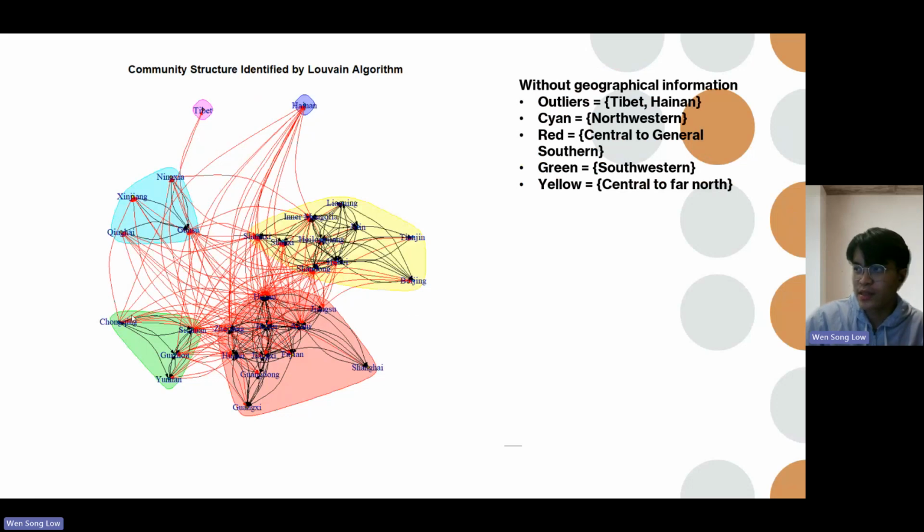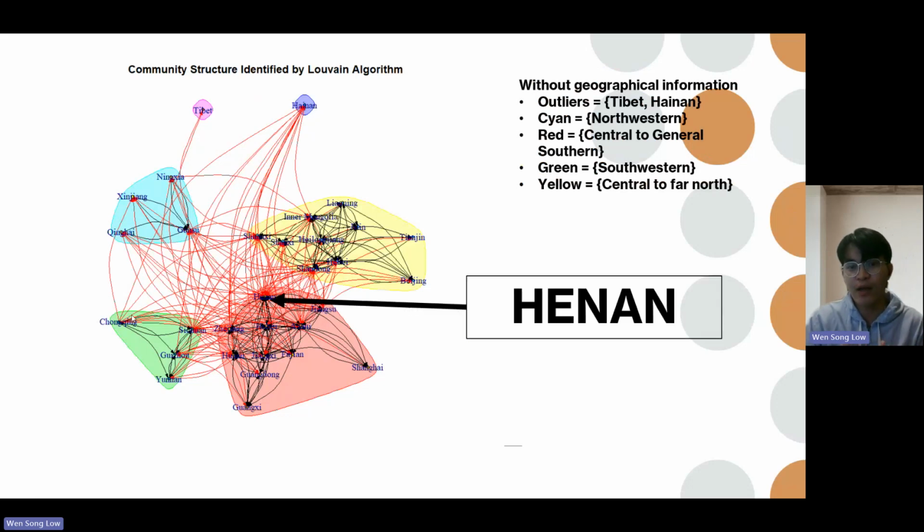And from here, we can understand why Henan has such a high value of closeness and betweenness centrality. It is because Henan acts as a hub that bridges and connects different communities. That's why it has such high centrality values.